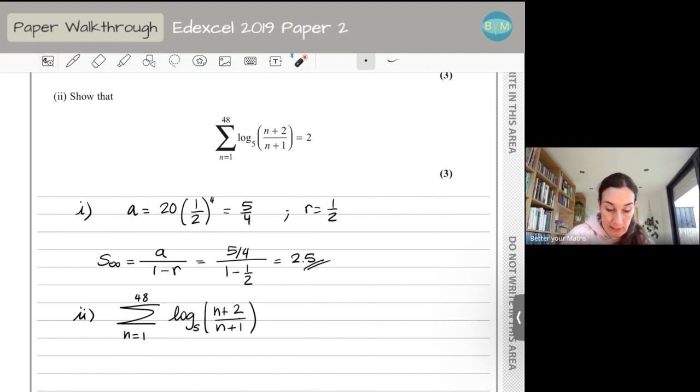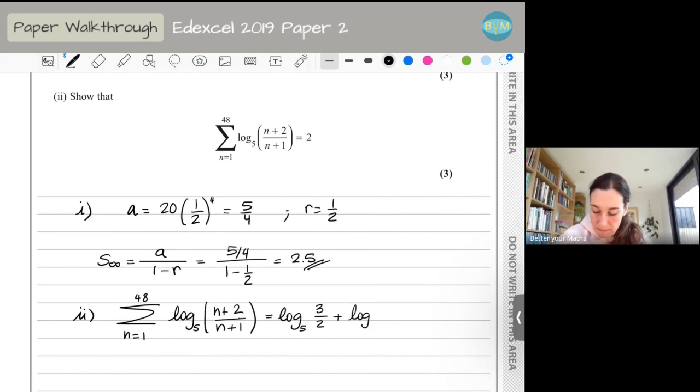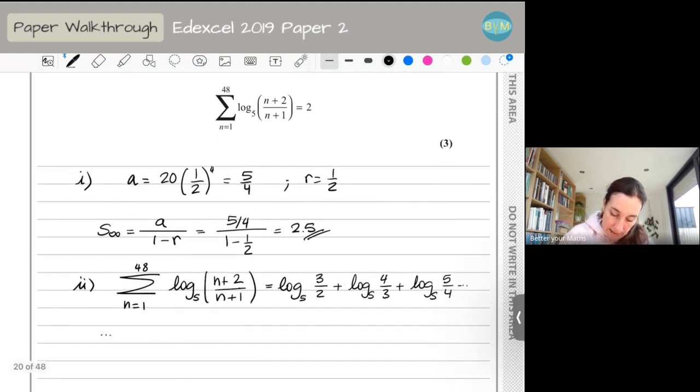So if we write a few terms, when n is 1, I will have log to the base 5 of (1 plus 2) which is 3, divided by 2. Then the next one will be log to the base 5; when n is 2, I will have 4 and 3. The next one will be log base 5 of 5 and 4. Up to the last term, which would be log base 5 of 48 plus 2 is 50, and 48 plus 1, 49.